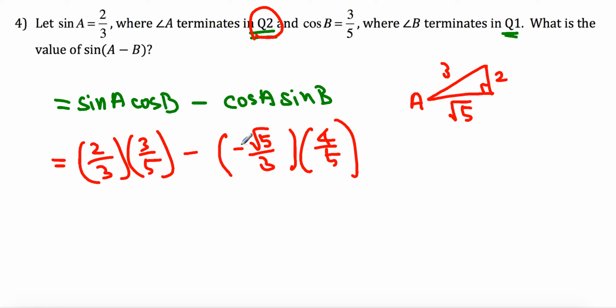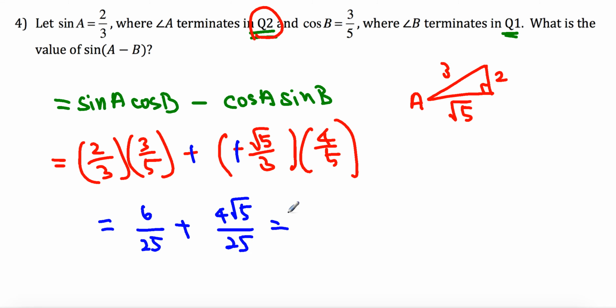So these two become positive, so our final answer becomes 6 over 25 plus 4 radical 5 over 25. Then our final answer becomes 6 plus 4 radical 5 over 25. That becomes our answer.